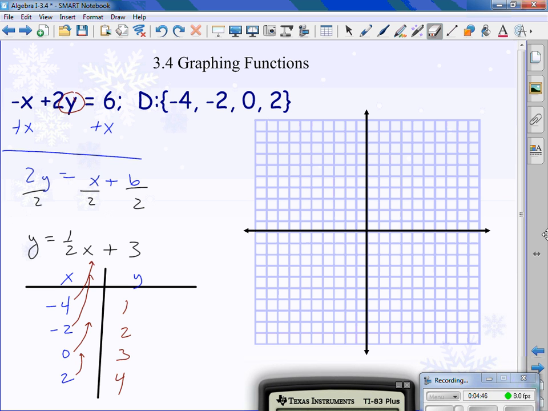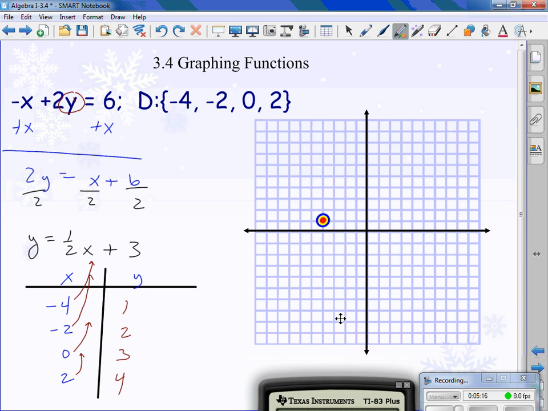Which direction does my x-axis go? Across, which is left and right. My y values go up and down. So negative 4, 1. Negative 4 is which direction? To the left 4. 1, 2, 3, 4. Up 1. That is negative 4, 1.